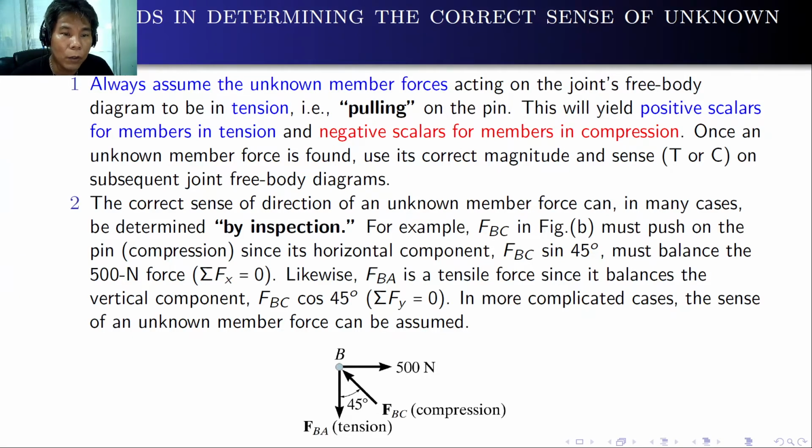The first method is to always assume the unknown member force acting on the joint's free-body diagram to be in tension, that is pulling on the pin. This will yield positive scalars for members in tension, and negative scalars for members in compression. Because when you are solving, if the result is negative, then it means compression. And if the result is positive, it means you are right in your assumption that it is in tension. So once the unknown member force is found, use its correct magnitude and sense, either tension or compression, on subsequent joint free-body diagrams. This is the first method.